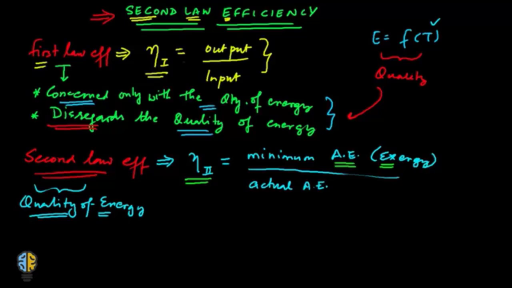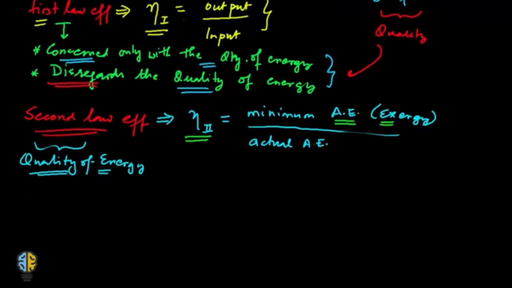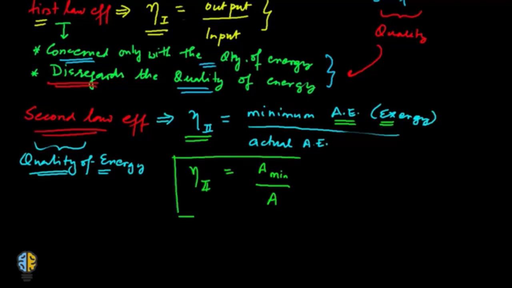Taking this forward, let us denote the available energy by a capital letter A. So the second law efficiency is the minimum available energy upon the actual available energy. This is how you can denote the value for the second law efficiency.